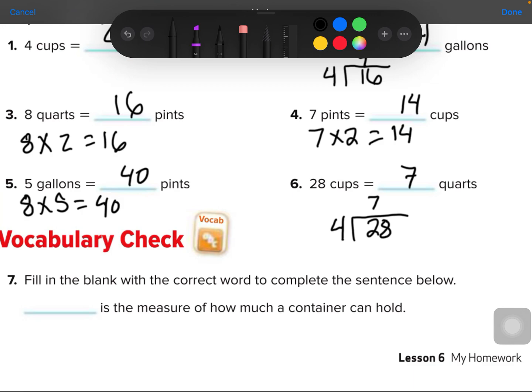Fill in the blank with the correct word to complete the sentence below. Blank is the measure of how much a container can hold. Capacity.